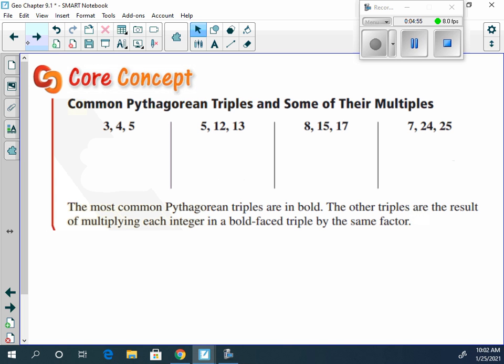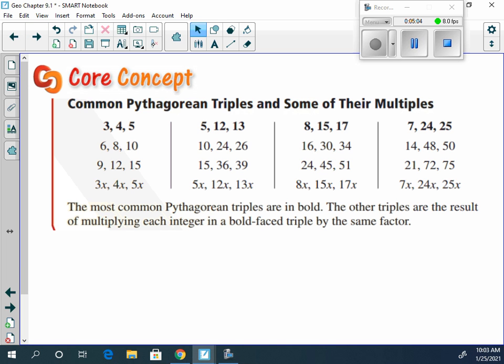Now we have some special ones here: 3, 4, 5; 5, 12, 13; 8, 15, 17; 7, 24, 25. These are some of the most common ones, and we can have different multiples of them. You don't have to write these down. But these are different multiples of the same thing.